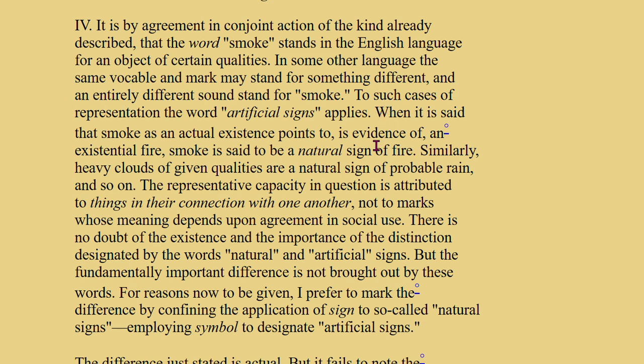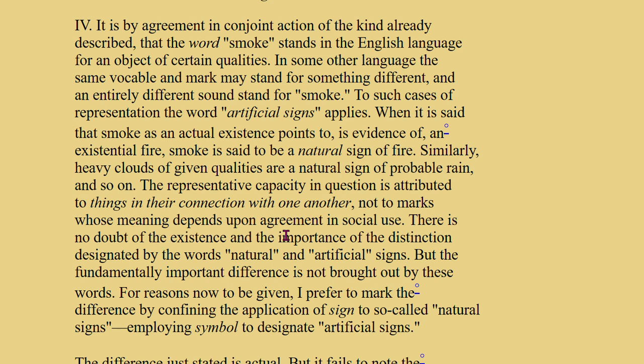In any case, so artificial signs and natural signs. Similarly, heavy clouds of given qualities are a natural sign of probable rain, and so on. The representative capacity in question is attributed to things in their connection with one another, not to marks whose meaning depends on agreement in social use. So natural signs, we're thinking about existences, objects, qualities in relation to one another, how clouds are related to rain, rather than how words are related to things, depending on social use, social coordination, conjoint action.